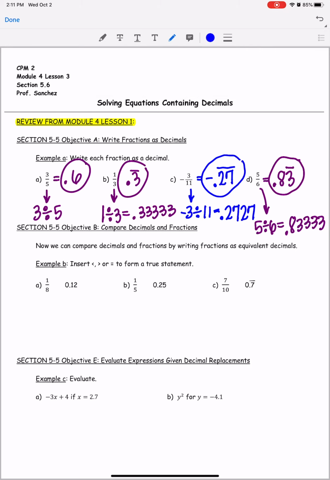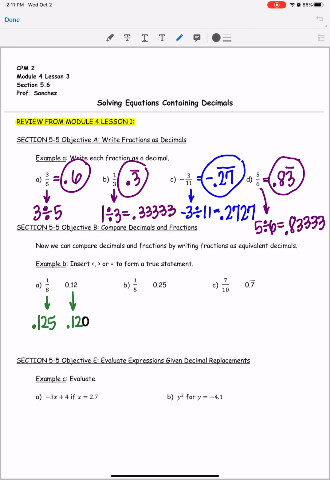Okay, so that's a review from Lesson 1. Along with your review from Lesson 1, we need to compare our decimals and fractions. So when you do this, just turn your fractions into decimals. In your calculator, 1 divided by 8 gives you 0.125. And here we have 0.12. So you need these to have the same amount of decimals. This has 1, 2, 3 decimals. This one only has 1, 2. So I'm going to make that third one become a 0.